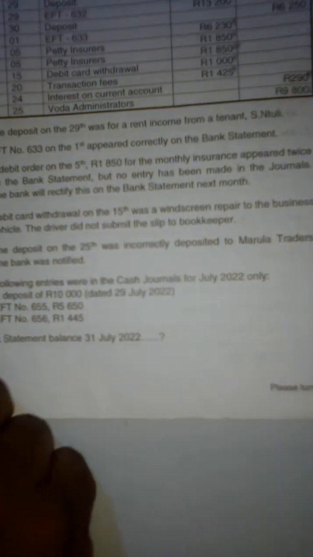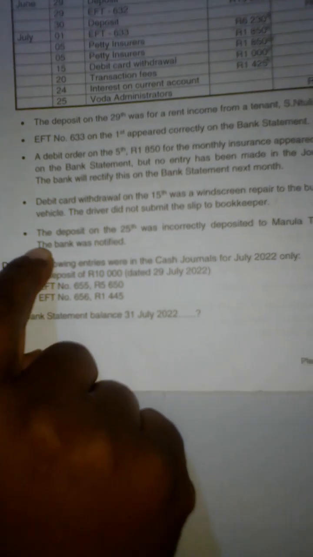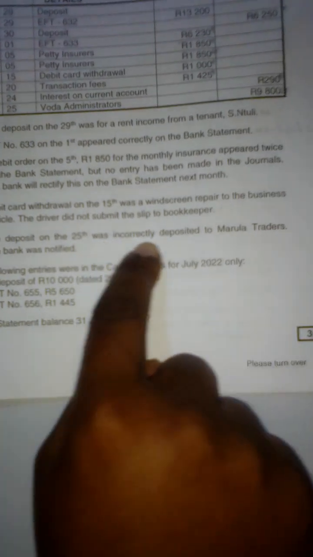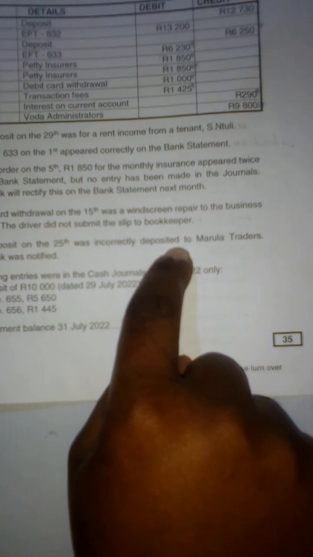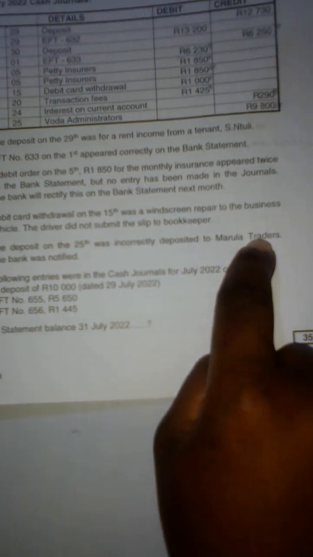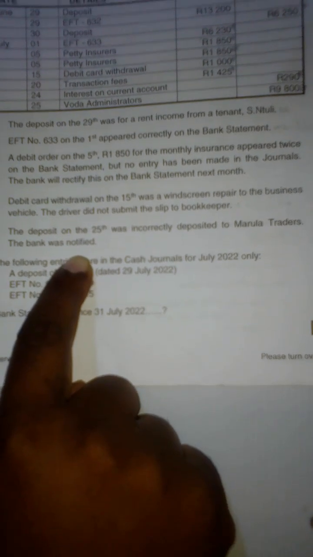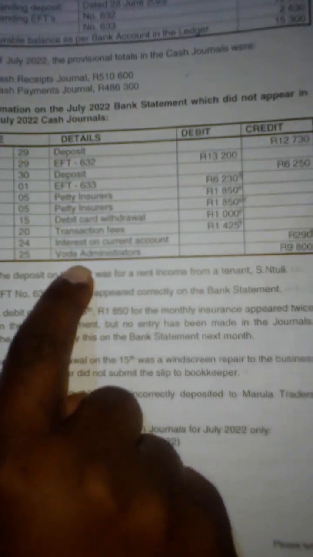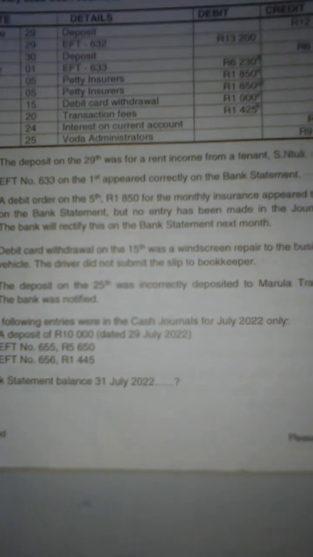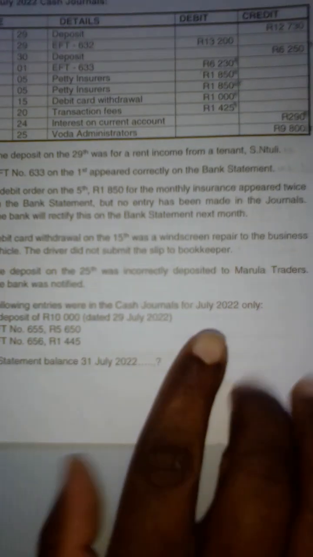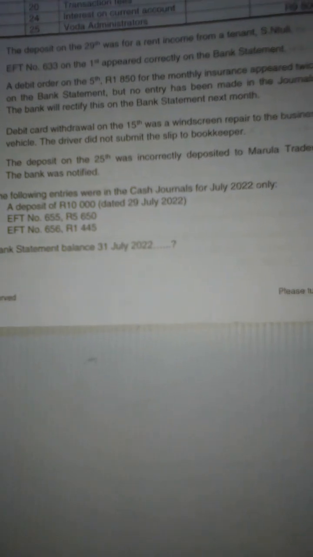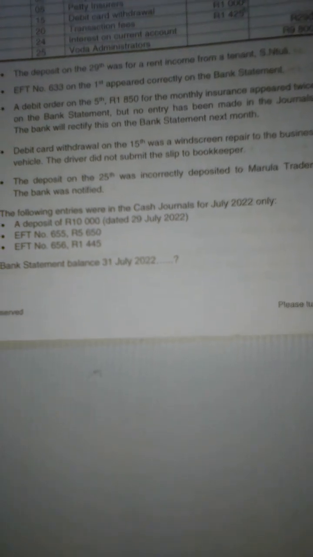And then the last bullet here on this section C: the deposit on the 25th was incorrectly deposited to Marula Traders. The bank was notified. Okay, so there is a deposit which was made on the 25th. It was not for this business, it was actually for another business, and they said it was incorrect and it is supposed to be corrected. We correct such errors in the bank reconciliation statement.